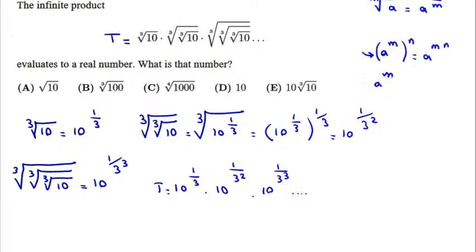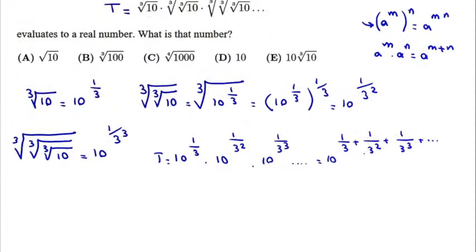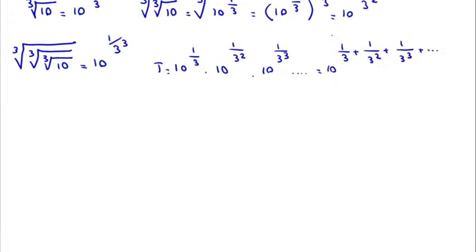And another power rule is a to the m times a to the n is a to the m plus n. So I can say it will be 10 to the power of 1 over 3 plus 1 over 3 squared plus 1 over 3 cubed, and so on. So for calculating this, I should calculate the power. Let's consider this power as, for example, W. It will be 10 to the power of W. I want to calculate W.